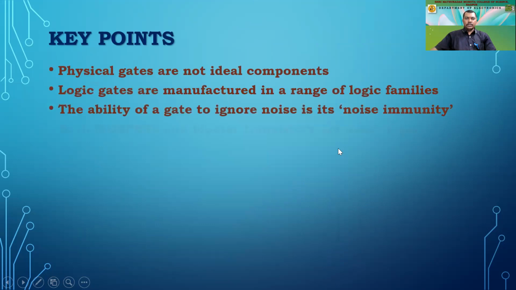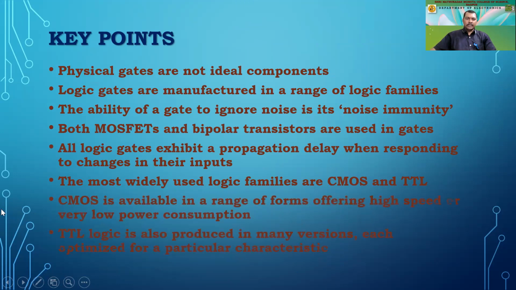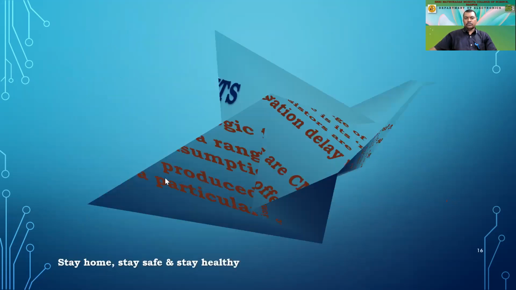Key points of all this: physical gates are not ideal components. Logic gates are manufactured in a range of logic families. The ability of a gate to ignore noise is its noise immunity. Both MOSFETs and bipolar transistors are used in gates. All logic gates exhibit a propagation delay when responding to changes in their inputs, and the most widely used logic families are CMOS and TTL. CMOS offers high speed as well as low power consumption, whereas TTL logic families are in an optimized form. So this is for today.